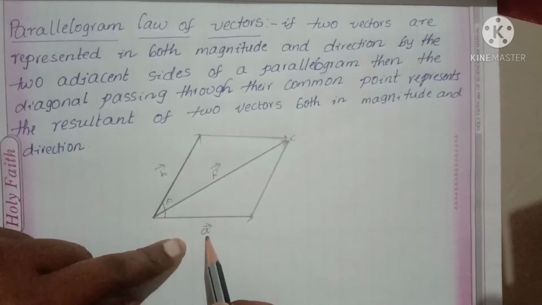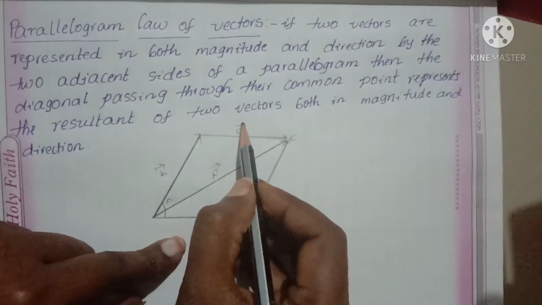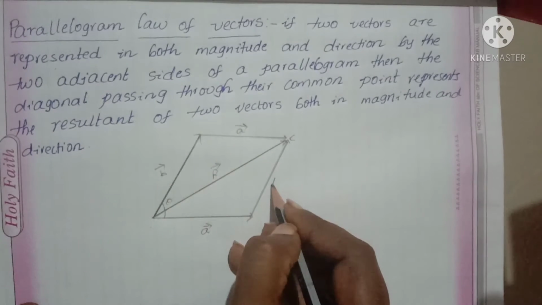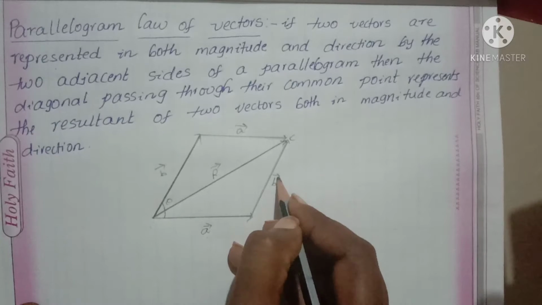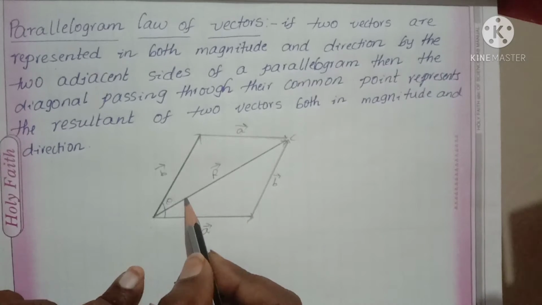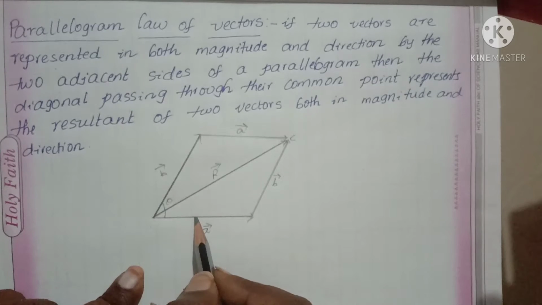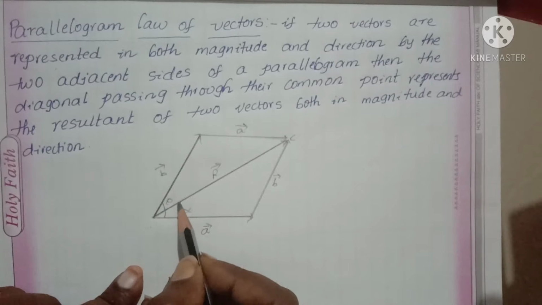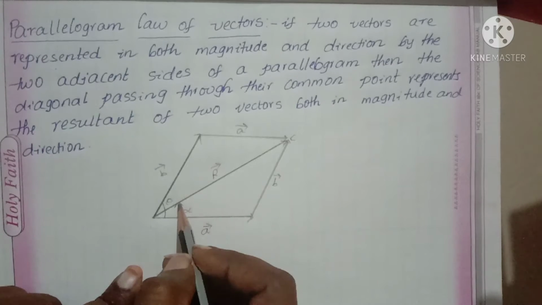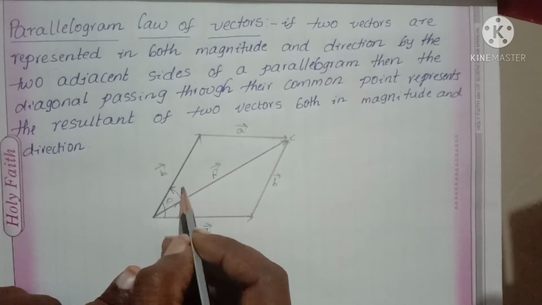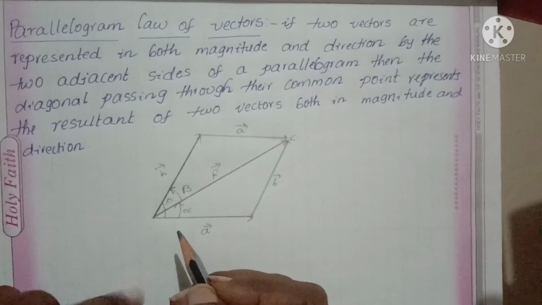So this is A bar vector. This is also indicated with A bar. This is B bar and this is also represented with B bar. And now this diagonal is making some angle with the A vector. So this is represented with alpha, and this diagonal makes some angle with the B vector. So this is represented by beta, right?